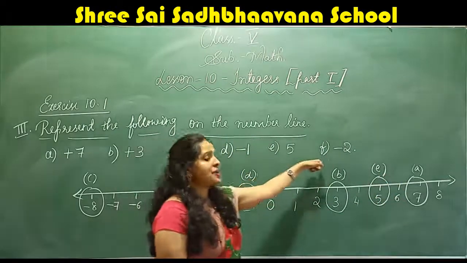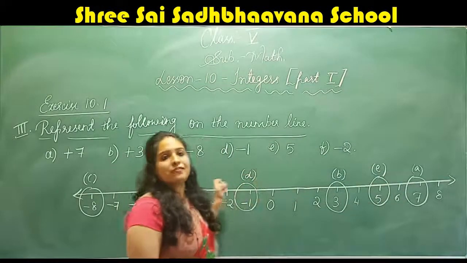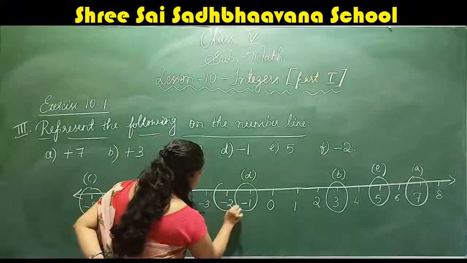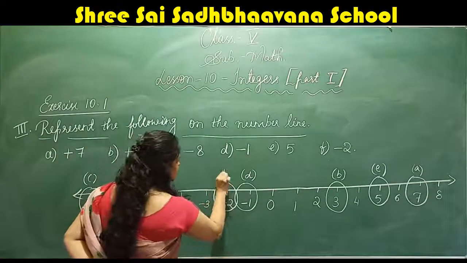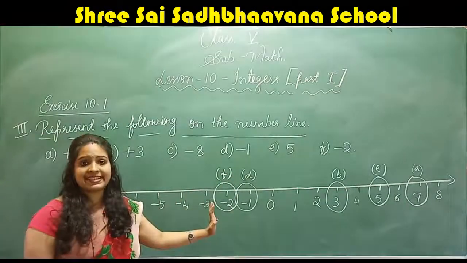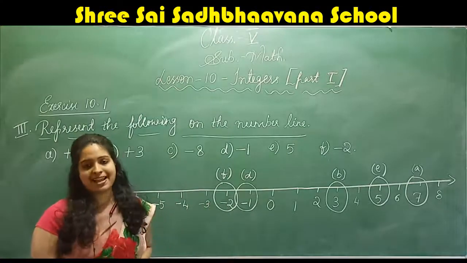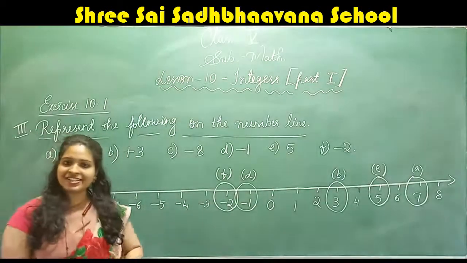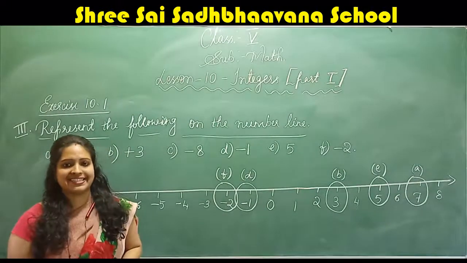And the last one, -2, where you will find left to the 0. So, the -2 is here. Okay, this is the F answer. So, these are the integers we have represented on the number line. In this way, you have to solve the third main. Understood, children? I hope you have understood this.